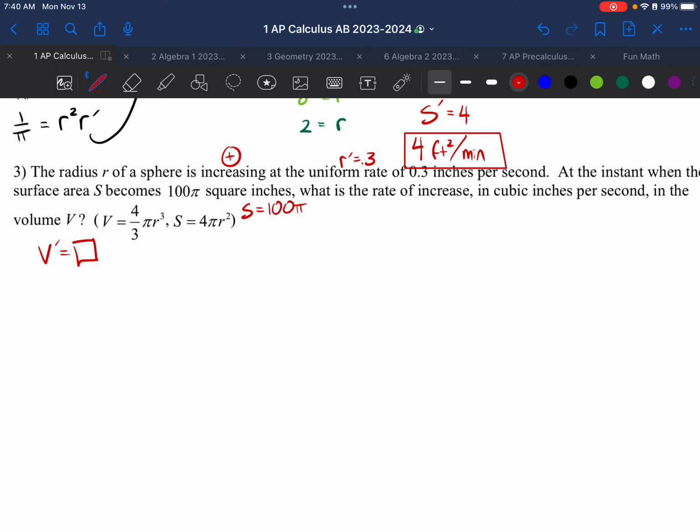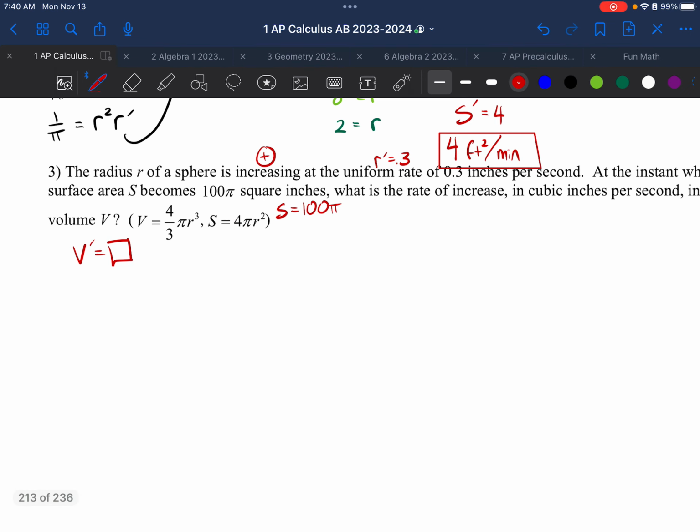All right, well, if we need a v prime, we might as well find v prime again, and you're taking the derivative over and over again. Again, 3 comes down in front, etc., etc. V prime in this case is going to be 4 pi r squared r prime. And we also have surface area. Well, notice in this problem there's no s prime. There's an s here, but there's no s prime.